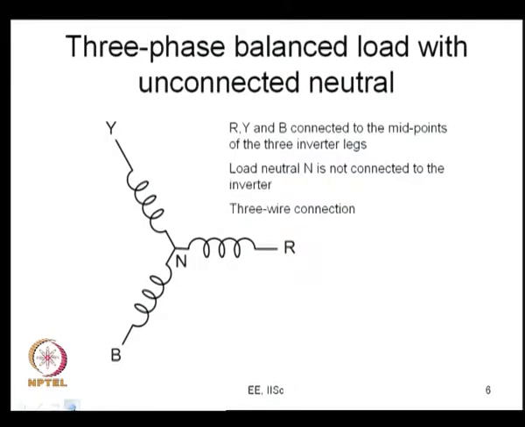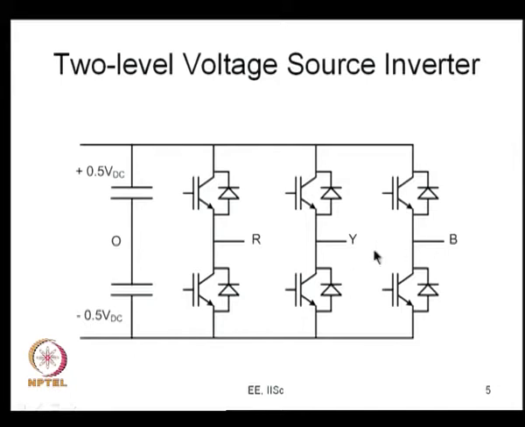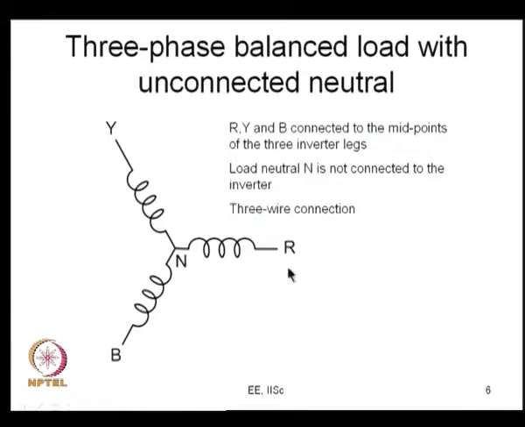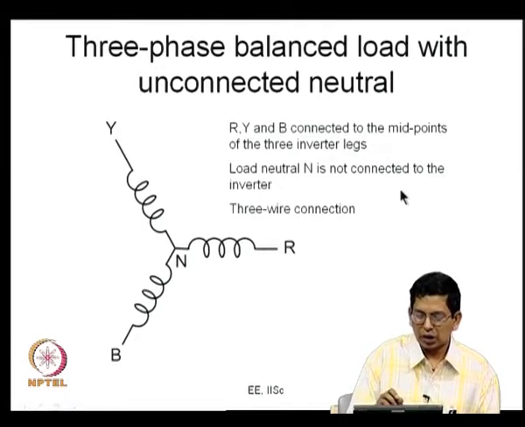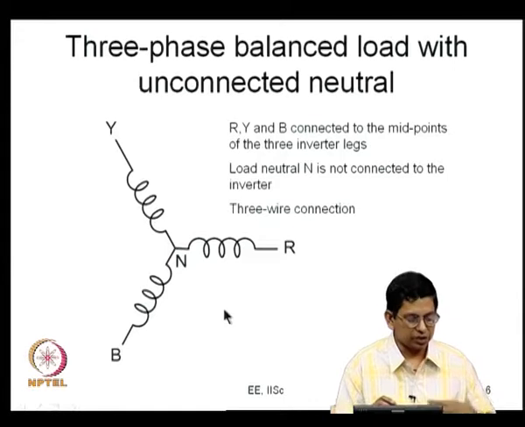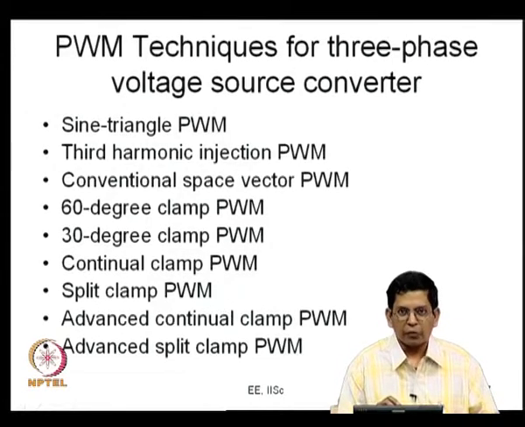And the kind of load that is connected between R, Y and B is as shown here. So, this is a typical kind of load that we have. You can probably regard this as a stator winding of a machine. So, R is connected to the midpoint of the R phase leg, Y to the midpoint of the Y phase leg, and B to the midpoint of the B leg, and N is the load neutral. This is not connected anywhere else, but through R, Y and B. So, we are talking of a load neutral that is not connected, basically a 3-phase 3-wire connection.